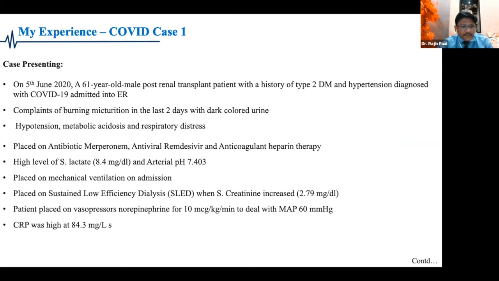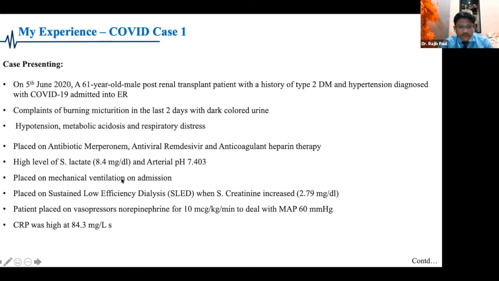I'll present it. This is a 61-year-old male post-renal transplant with a history of uncontrolled diabetes and hypertension, admitted with COVID-19. He also had oliguria and burning micturition. We don't know whether it was urosepsis, as cultures never came positive, but he came with hypotension, metabolic acidosis, and severe respiratory distress. He was put on meropenem, antiviral remdesivir, and heparin as standard care of therapy. Significantly high lactate levels, 8.4.